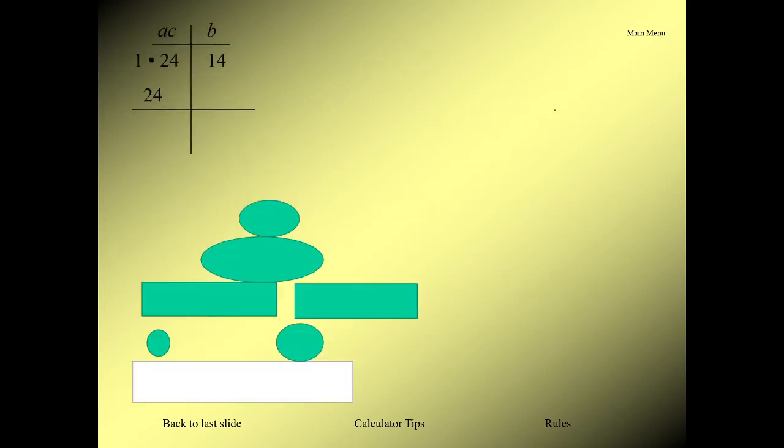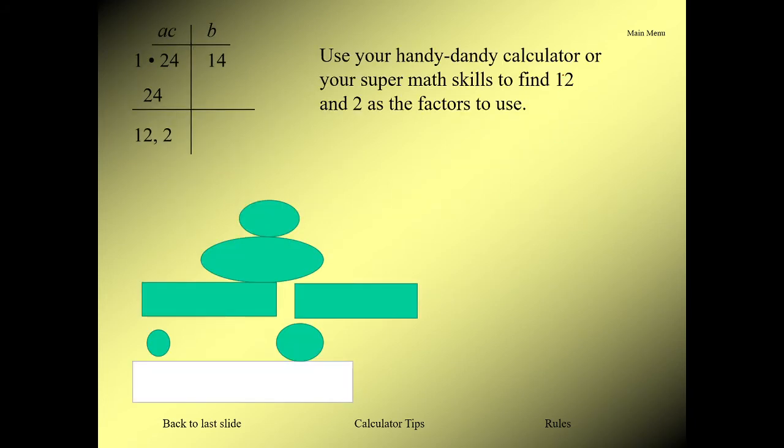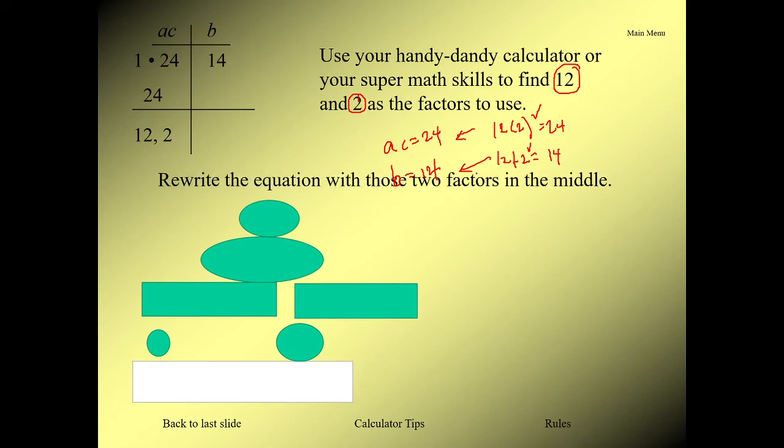So as you have seen earlier, you have to use 12 and 2 as the factors, because once again AC equals 24 and B is 14. If you multiply 12 and 2, that's 24, which is correct. 12 plus 2 is 14, that's also correct. So 12 and 2 are the correct numbers that we need to use. Therefore, we have to rewrite the equation.